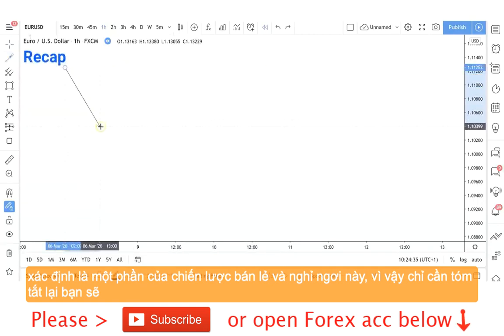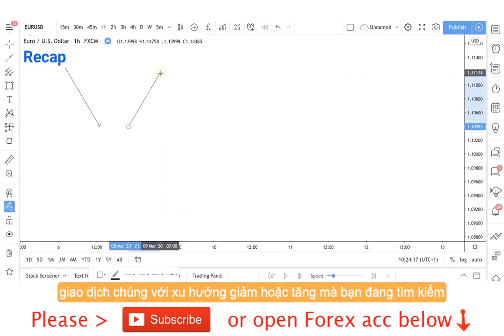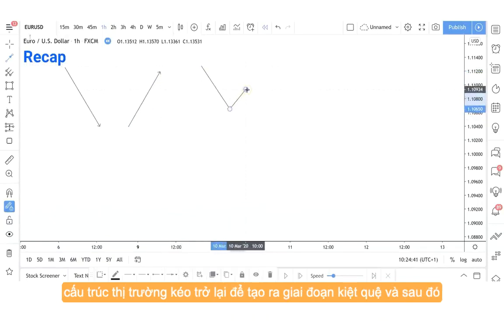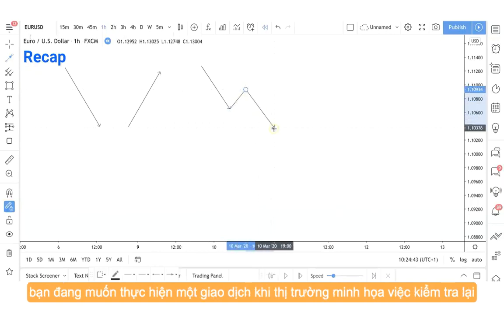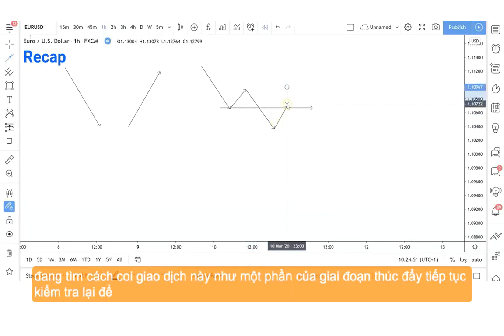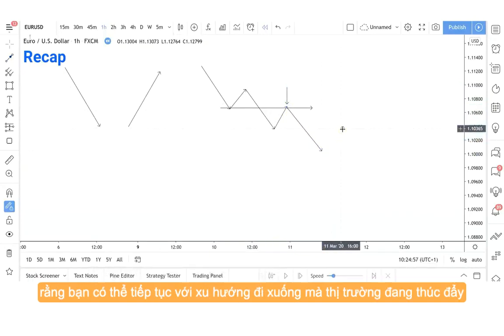So just a recap, you're trading with the trend to the downside or upside, you're looking for the market structure to pull back to create an exhaustion phase, and then you're looking to take a trade once the market illustrates a retest of previous structure. Once the market has illustrated this exhaustion phase, you are looking to take this trade as part of a retest continuation push phase so that you can continue with the trend to the downside.